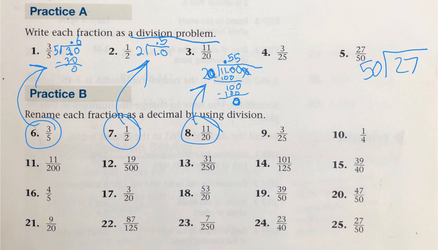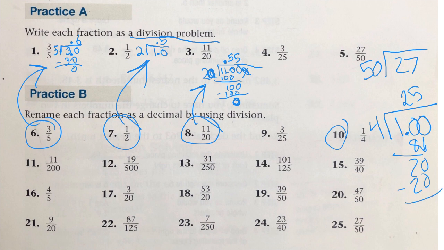All right, let's take a look at another one. So 1/4's got some room. The number on top goes in the shop. The number on bottom does the dividing. We can add a decimal place and a couple of zeros. 4 can go into 10 twice, leaving us with 2. Bring down the 0. Now it takes 5 4s to get 20. Nothing left over. Bring the decimal up. And our answer is 25 hundredths is equal to 1/4.